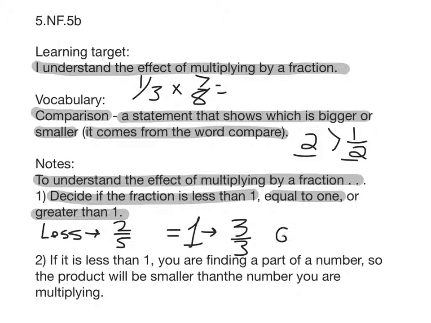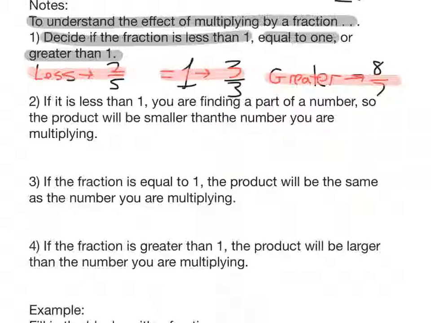Greater than 1 are when it's an improper fraction, when the numerator is bigger than the denominator, like 8/7. Okay, so you first have to decide, are you multiplying by a number that's less than 1, equal to 1, or greater than 1? Once you know that, if it's less than 1, you're finding a part of a number, so the product will be smaller than the number you are multiplying by.